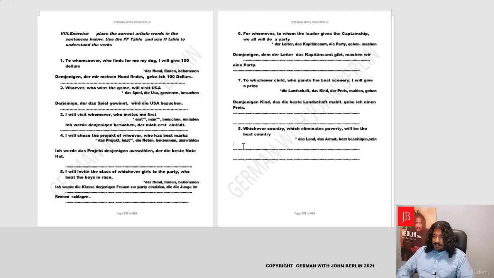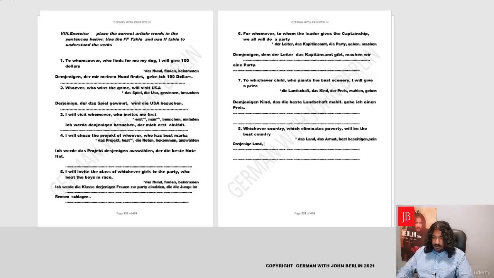Fantastic. Whichever country which eliminates poverty will be the best country. So country is there the das, basically das Land, and it's basically who will be the best country, nominative. So we'll write whichever, that is, we'll go to the article word and we'll pick up nominative, that's for the country, that's neutral. Dasjenige, weniger. Yes, Land, comma, which eliminates poverty.